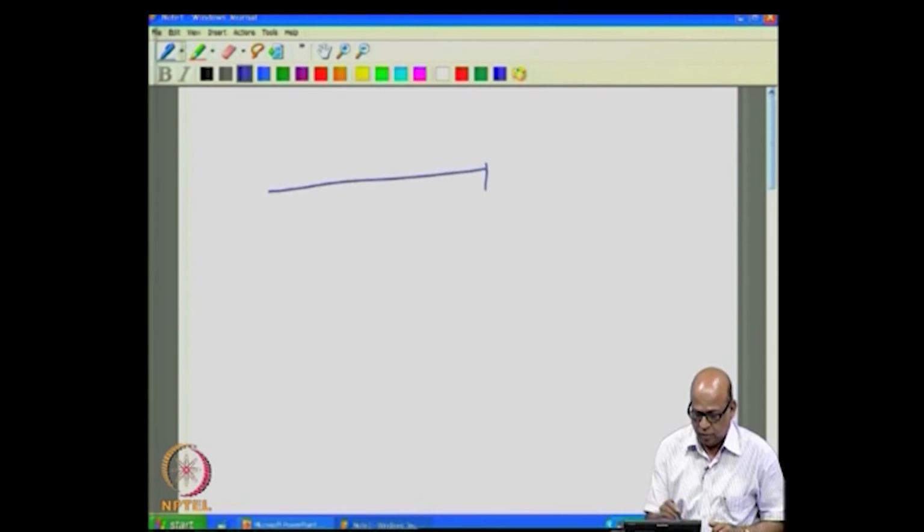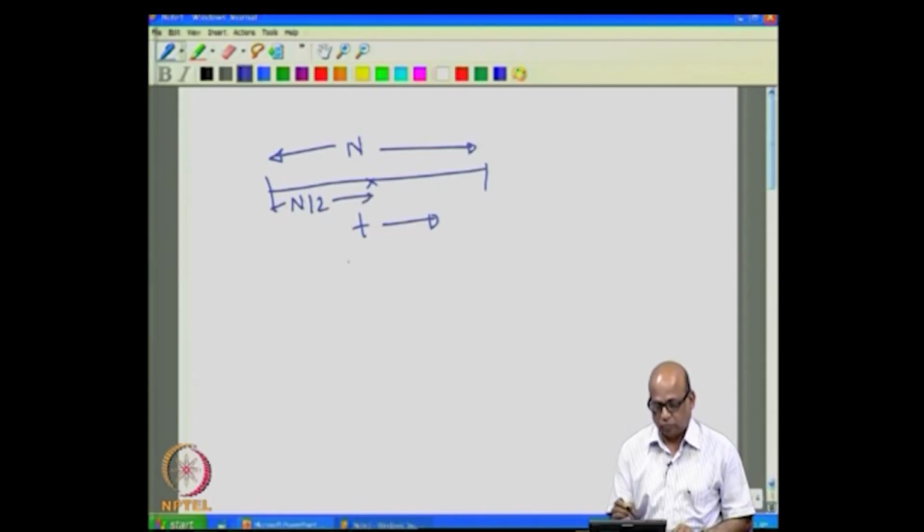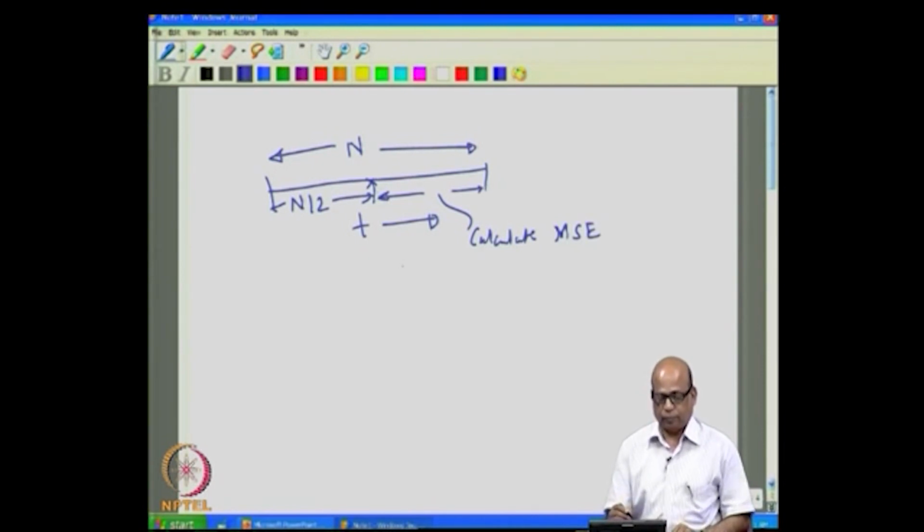Let us say that your time is on this scale and you have n values of the time series. We use the first n by 2 values typically for developing the model, and then the remaining n by 2 we use for calculating the MSE. So, we calculate the mean square error with the remaining n by 2 values. What do I mean by that?